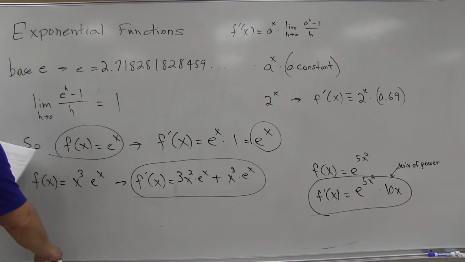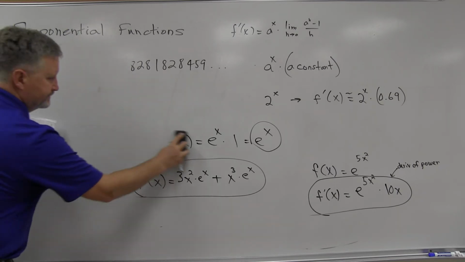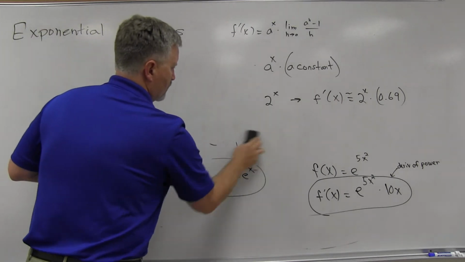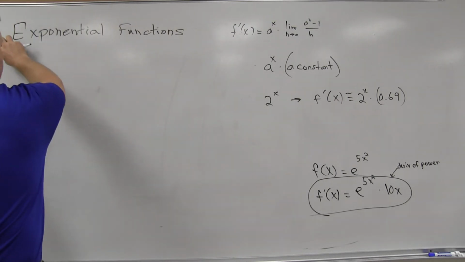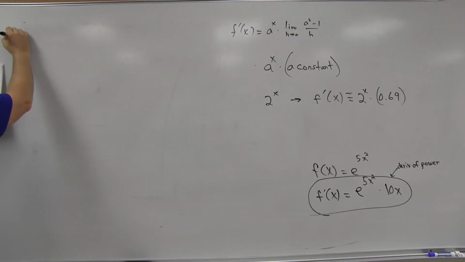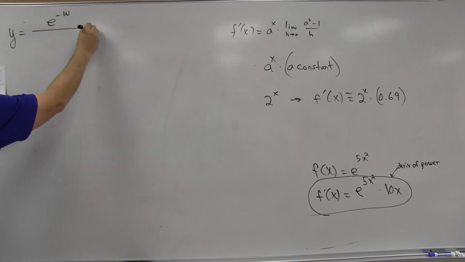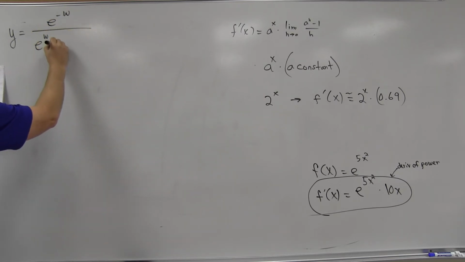Yeah, this one had some interesting things that happened. Let me hit it too. Okay, so we've got y equals e to the minus w over e to the w plus 1.